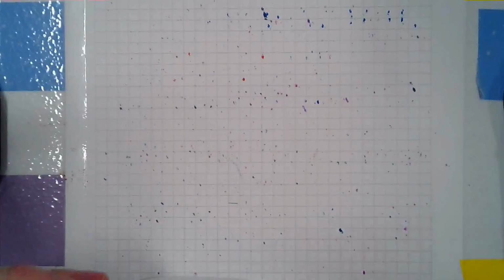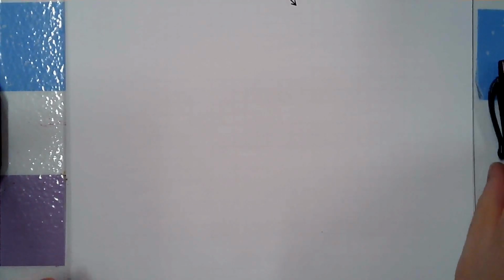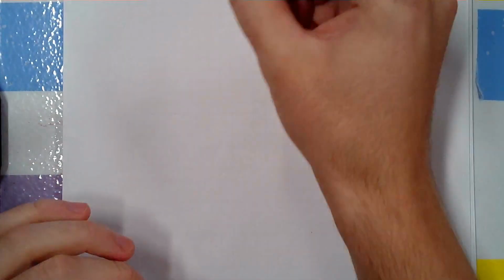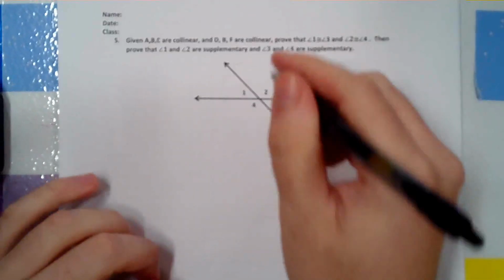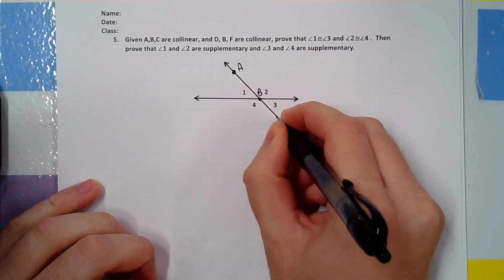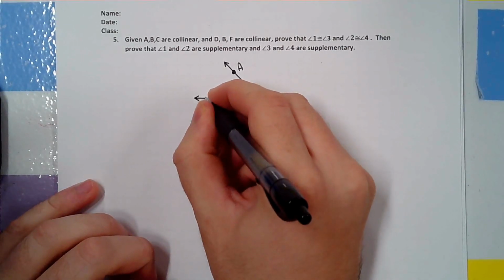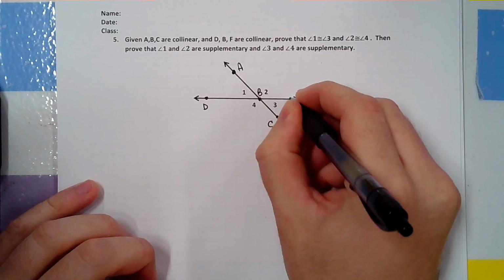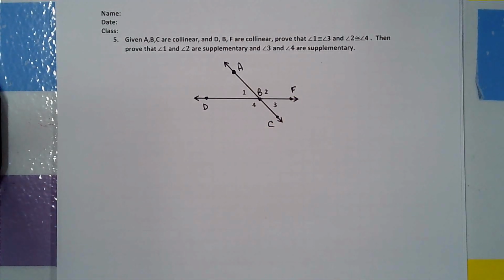Number 5. All right, so again, we had to add in some extra information here. A, B, and C are collinear. A was here. B was there. C was there. And this is a lot of information to say something really simple. There's D, B, and F.